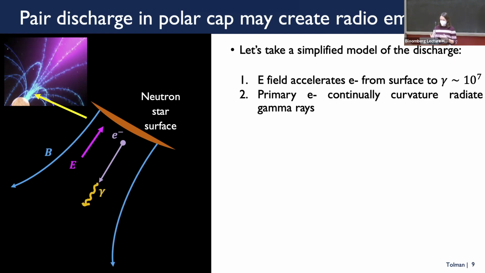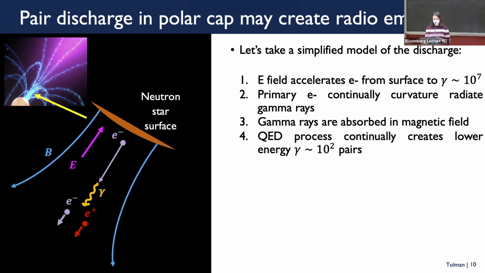So these electrons are moving along curved magnetic field lines. What happens is they actually radiate gamma rays through a process called curvature radiation. These gamma rays are subsequently absorbed in the magnetic field, and a QED process will create lower energy pairs with a Lorentz factor of roughly 10^2.